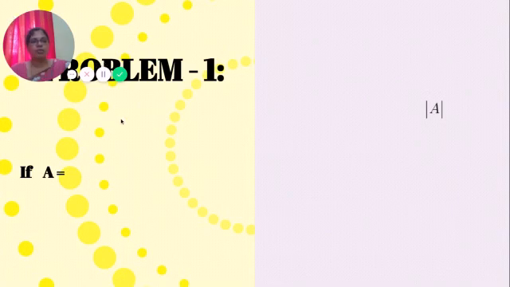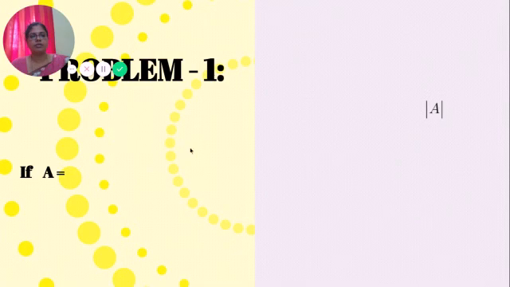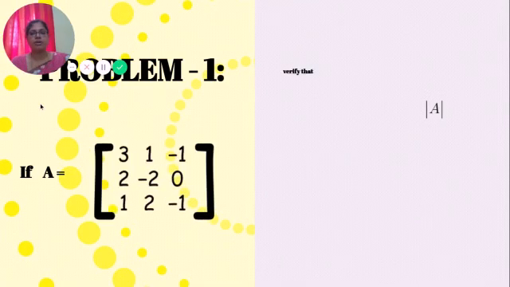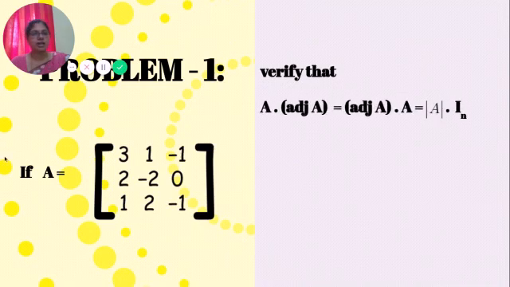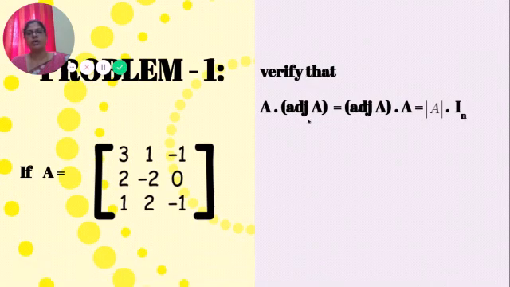Now we'll see a problem: verifying the first property. I'll read the statement. If A is equal to the matrix 3, 1, minus 1; 2, minus 2, 0; 1, 2, minus 1, verify that A into adjoint A is equal to adjoint A into A is equal to modulus of A into I n.